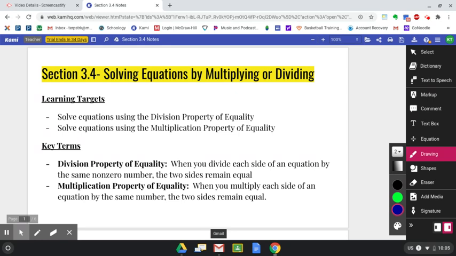So with division property of equality, we have to have that disclaimer that you can divide both sides by any number as long as it's not zero, and it has to be the same on both sides and it'll stay equal. With multiplication, you can multiply both sides by the same number and it will remain equal, including zero. Okay, multiplying, you can multiply by zero.